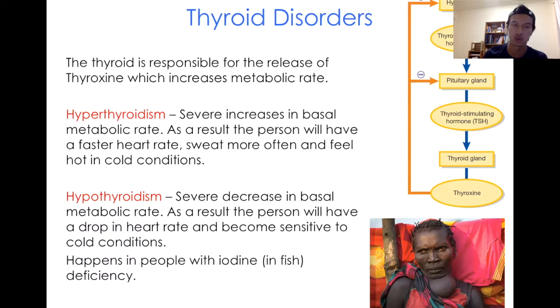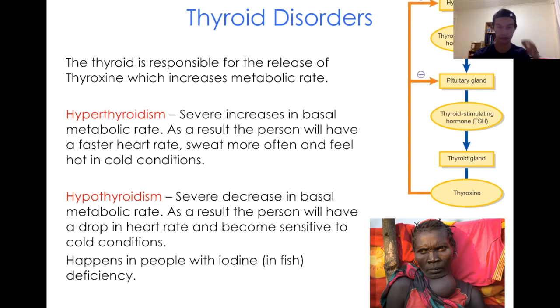If you have a condition called hyperthyroidism, it means that there is an increase above the recommended rate. So as a result, the person will have a faster heart rate, sweat more often, and feel hot even though they are sitting in cold conditions. And so that's hyperthyroidism. Hypothyroidism is the opposite, severe decreases in basal metabolic rate. As a result, the person has a drop in heart rate and becomes sensitive to cold conditions.